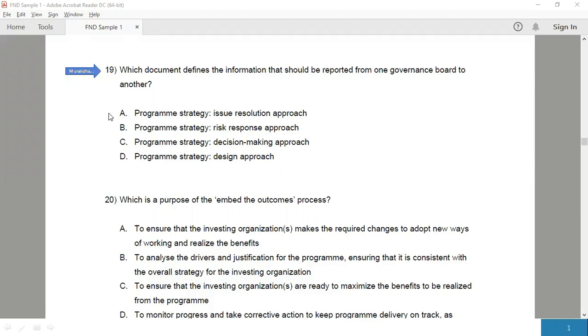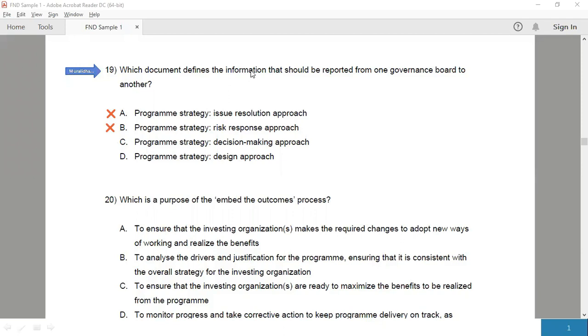The issue resolution approach defines the specific arrangements for capturing, evaluating, and deciding how to act on issues or change requests which arise in a program. Therefore, that would be incorrect. The risk response approach defines the criteria to be used when deciding whether to accept the risk and put in place a reactive or contingent response if the risk events occur, or to invest in proactive responses to threats and opportunities. Therefore, that would also be incorrect.